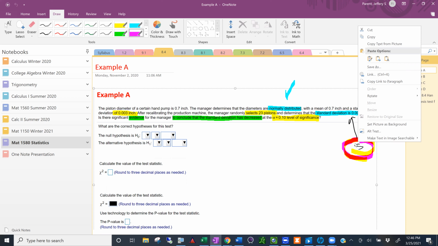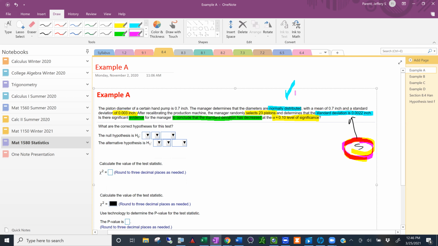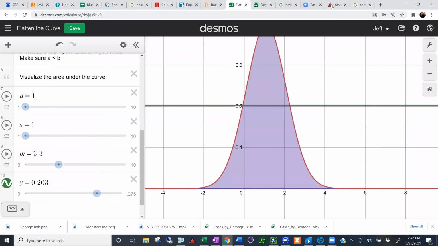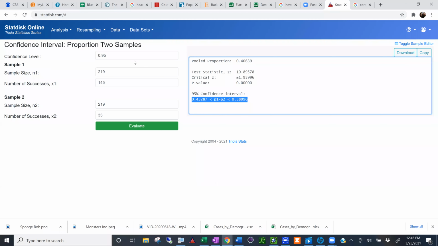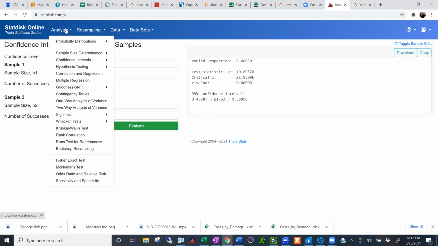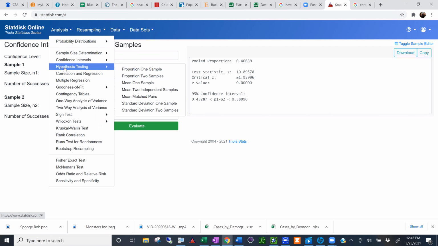And so that takes us to step four, which is to find a p-value. Of course, we have to plug this into StatDisk first to find that p-value. So let me go up to here. Confidence level. Let's see, no. How about if I go to analysis and then hypothesis testing? Which one of these seven do I want? Standard deviation, 1 sample. Thank you, Kelly. Standard deviation, 1 sample.